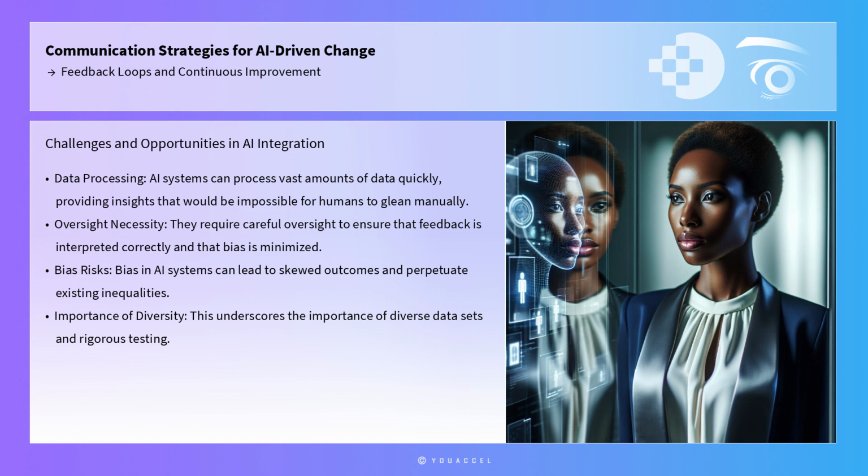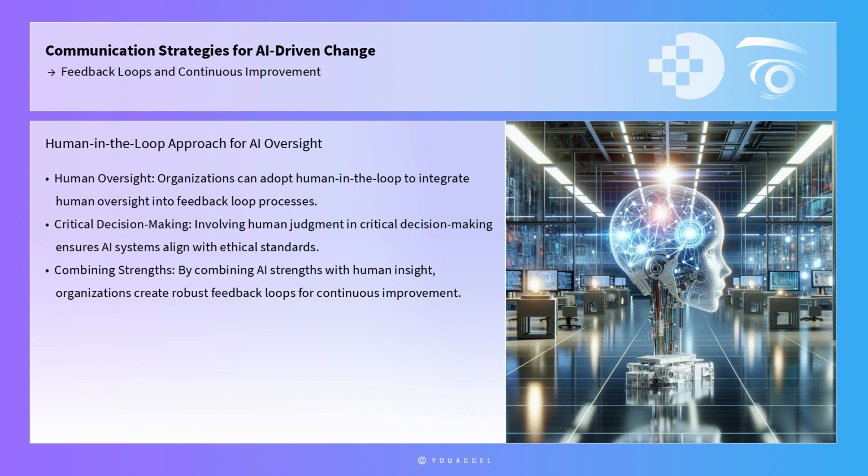rigorous testing. To address these challenges, organizations can adopt a human-in-the-loop approach, where human oversight is integrated into the feedback loop process. This involves involving human judgment in critical decision-making points, ensuring that AI systems are aligned with ethical standards and organizational values. By combining the strengths of AI with human insight, organizations can create more robust and effective feedback loops that drive continuous improvement.